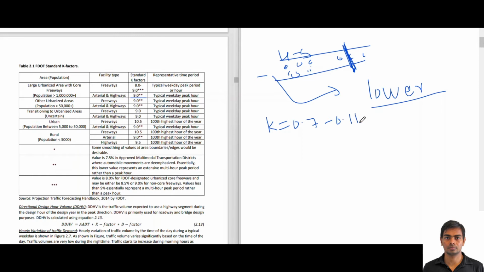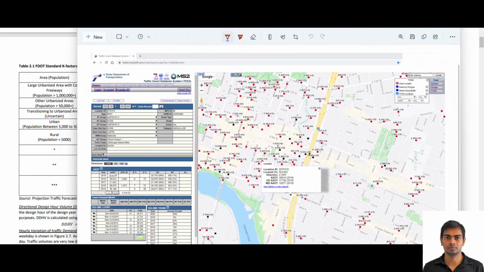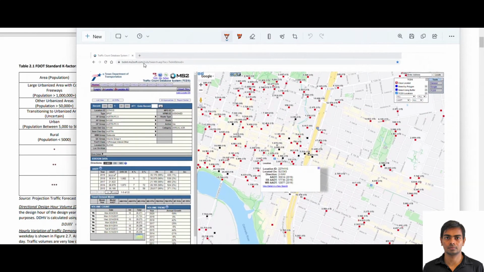If we go and look at the statewide maps, for example, this is data from the Texas Department of Transportation. Theoretically, the K factors are available here, here, here, here. So K factors are available at all the locations, and the K factor here may be 0.7, the K factor here may be 0.11. Let's say we are looking at this freeway, which is Interstate 35. The K factor here may be 0.9, the K factor here may be 0.85.